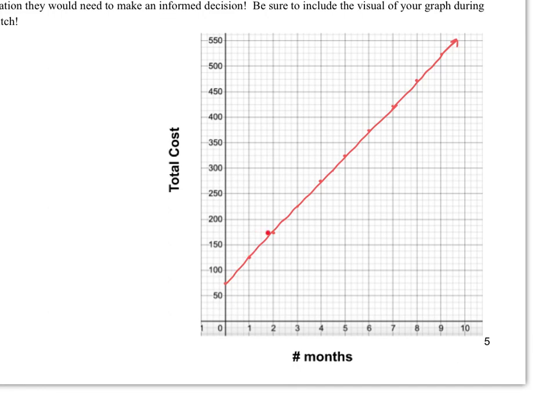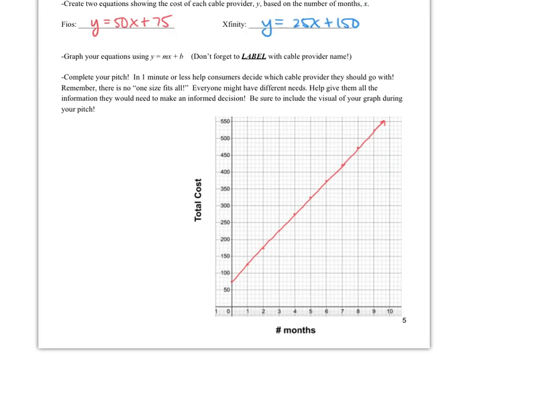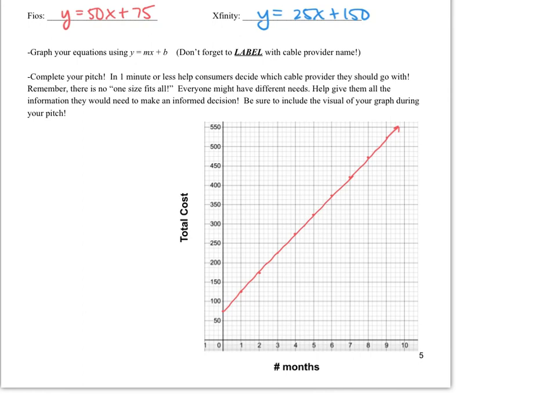So each month, the equation is going up by $50 for every 1 month. It looks a little funny because the y-axis is scaled, but the x-axis is not. Now let's graph Xfinity. So we know that Xfinity is going to start at 150. And it's going up by 25 each month. So that means that at the 1 month mark, you would have paid a total of $175. After 2 months, you would have paid a total of $200. So pause the video, continue your graph in this way, press play when you're ready to check your line.